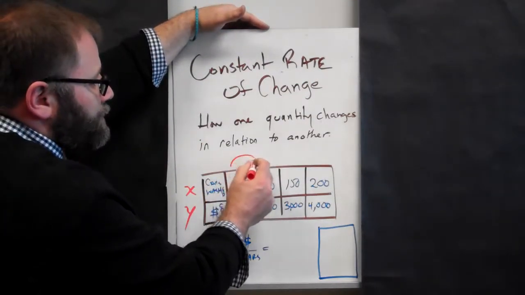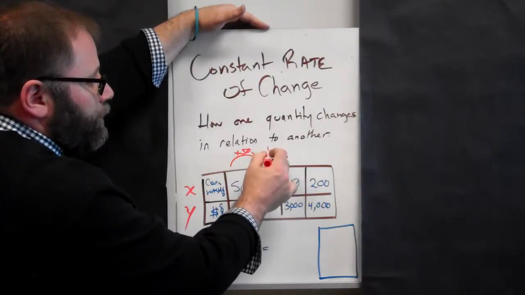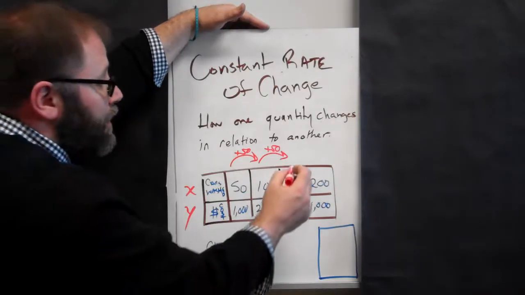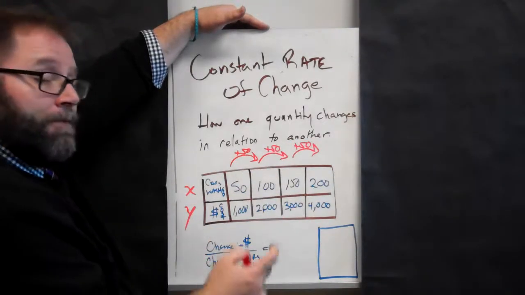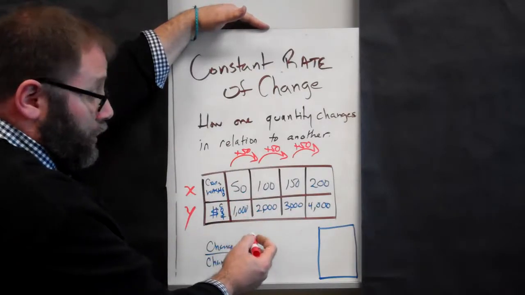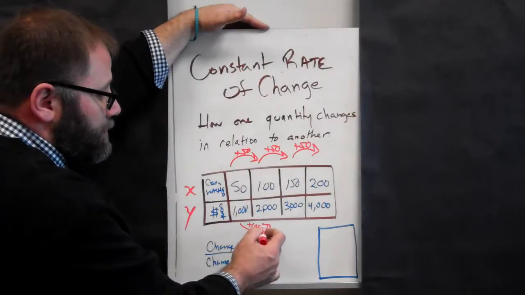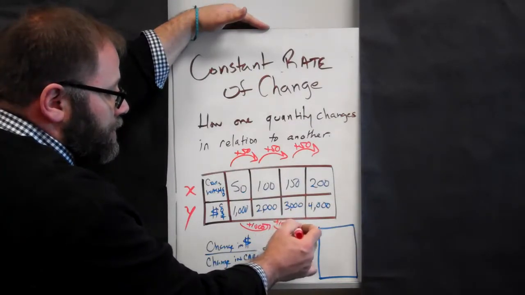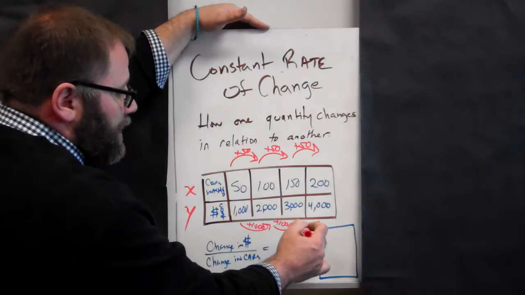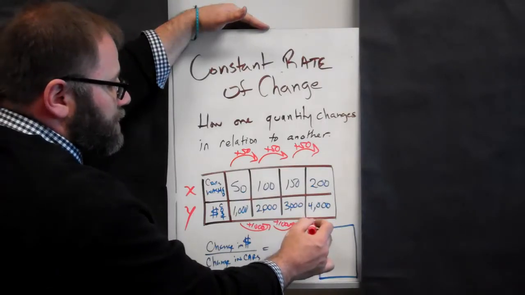So 50 becomes 100 by adding 50. 100 becomes 150 by adding 50. 150 becomes 200 by adding 50. Similarly, on the bottom, we have 1,000 becomes 2,000 by adding 1,000. 2,000 becomes 3,000 by adding 1,000. And 3,000 becomes 4,000 by adding 1,000. That does say 1,000.